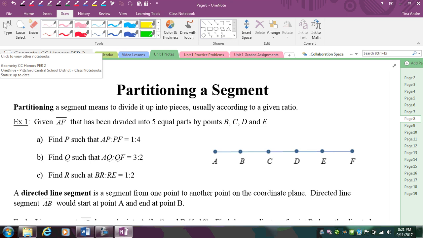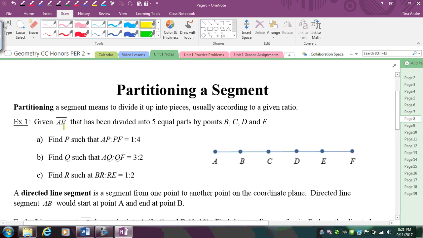When we find the midpoint of a segment, we're dividing the segment into a 1-to-1 ratio, meaning the two parts on either side of the midpoint are the same, and there's only one part on either side of the midpoint. When we talk about partitioning, you can break it up into any ratio, like a 2-to-1 ratio, 3-to-1 ratio, 4-to-2 ratio. So different scenarios. If we look at the first example, we're given segment AF.